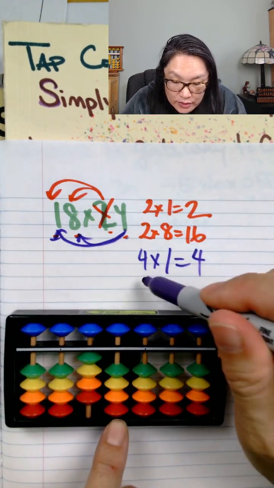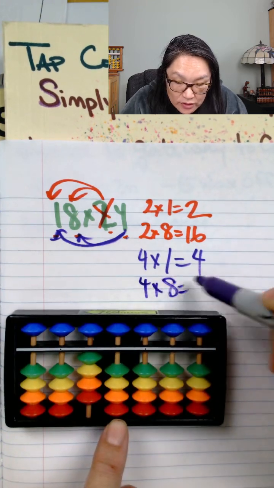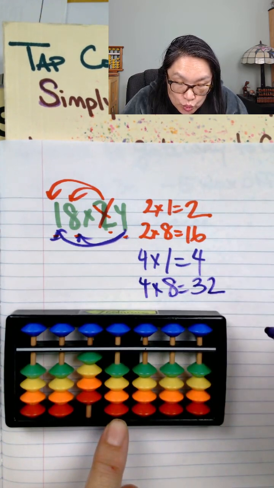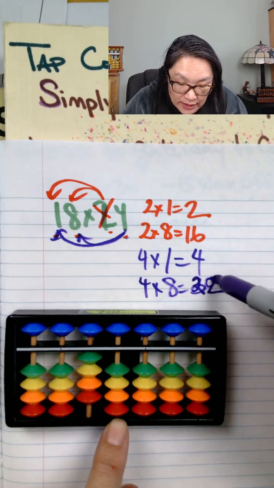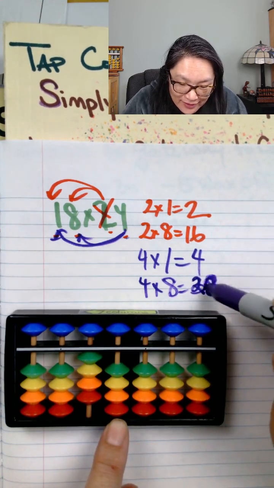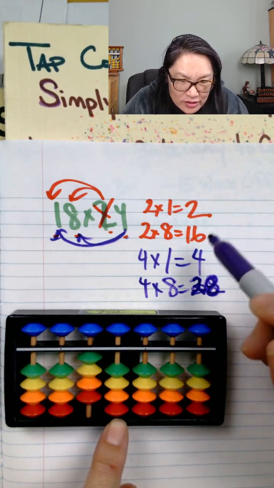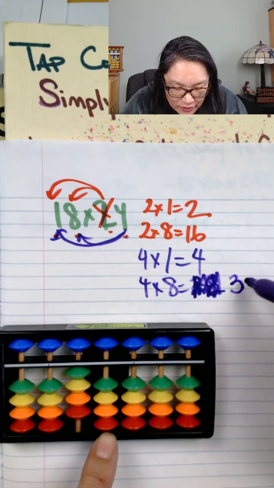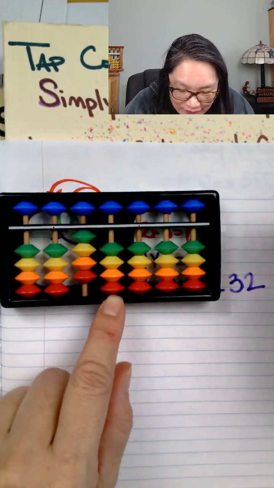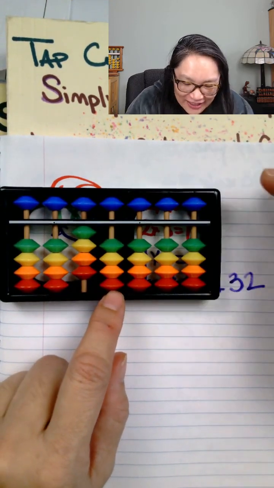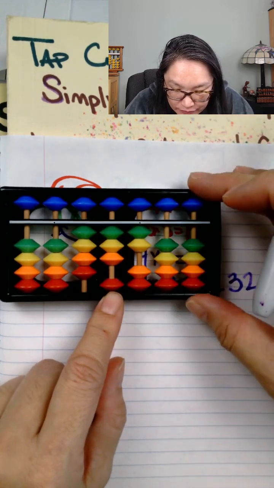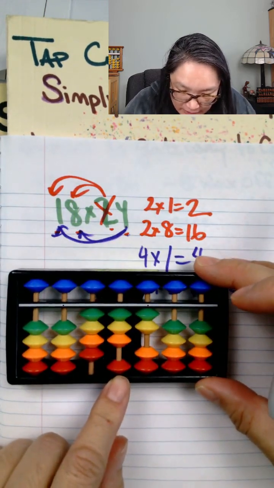So then the next one I do 4 times 8. So 4 times 8 is 32. Is that right? 28. No, it's 32. Sorry. Thank you. I had a little brain fart. So 32. So I had the 3 and then the 2. Okay. And that's it. That's my answer.